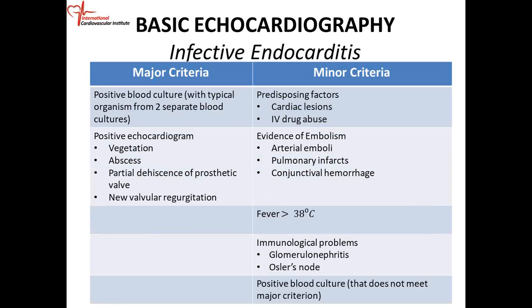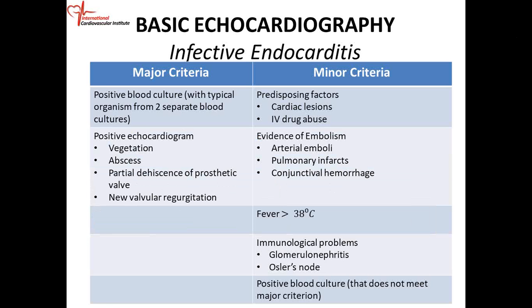Okay? So, if it's a contaminant, then if you're careless, one of the culture media will be contaminated, and then the others will be okay. So positive blood cultures with the typical bugs from two or more separate cultures. So that's one of the major criteria. The other major criteria is positive echo features.